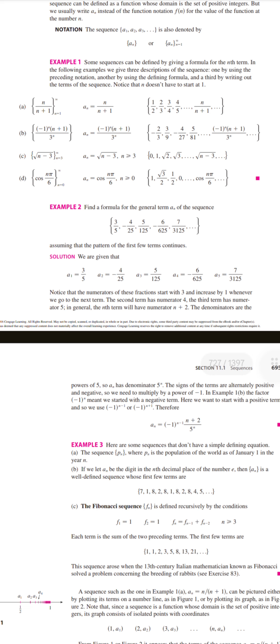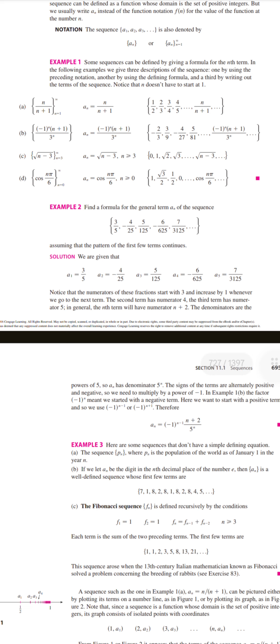C: the sequence {square root of (n minus 3)} from n equals 3 to infinity. We have a sub n equals the square root of n minus 3, where n is greater than or equal to 3. We have {0, 1, square root of 2, square root of 3, ..., square root of n minus 3}.